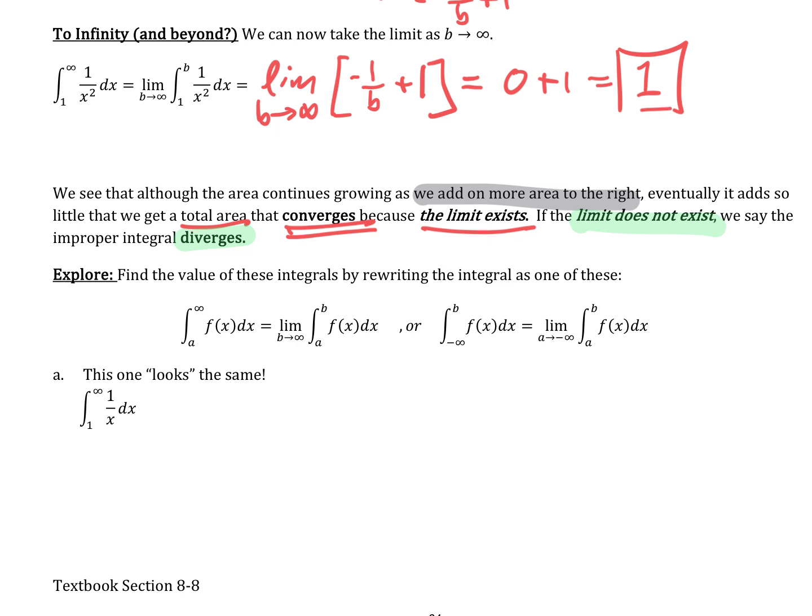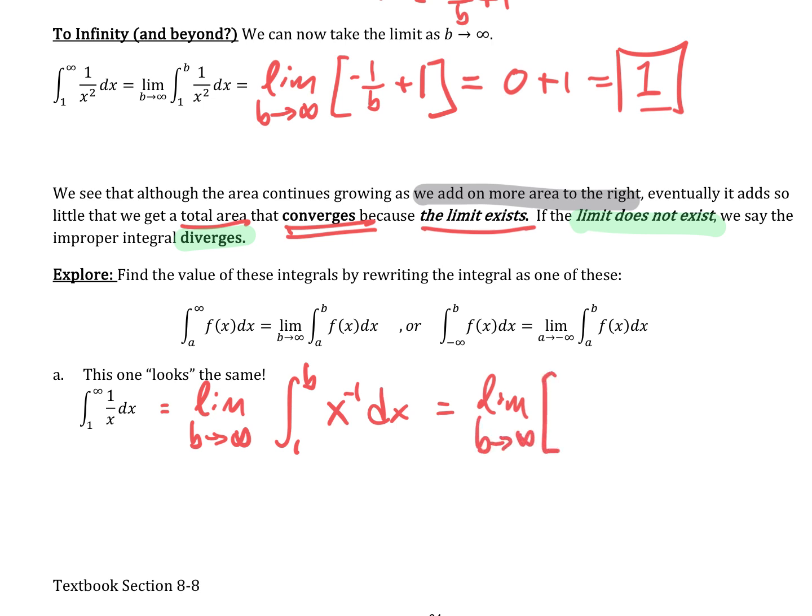Let's check this out. Let's do the same thing. So we're going to rewrite this as the limit as b goes to infinity of the integral from 1 to b of 1 over x, or we'll go ahead and rewrite this as x to the negative 1. Well, what is the integral of 1 over x? Well, that is natural log, right? So the antiderivative of 1 over x is the natural log of x. And we're going to do this from 1 to b.